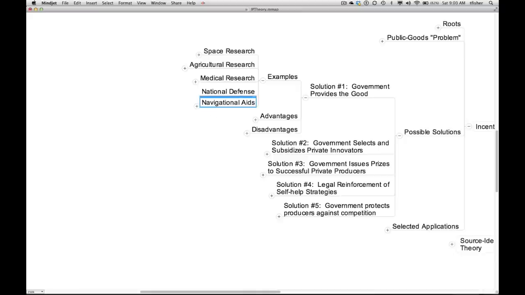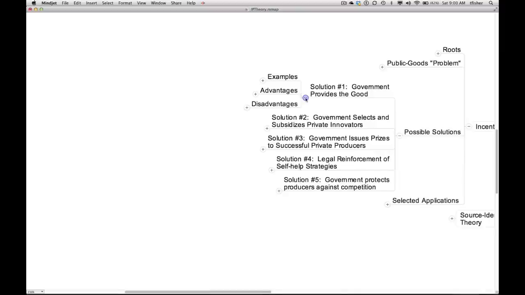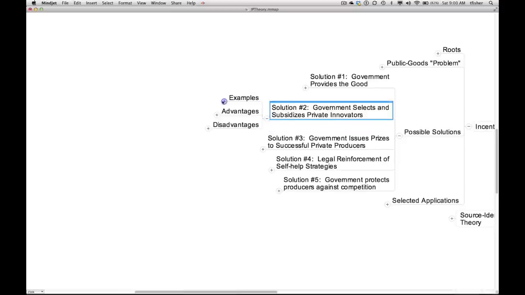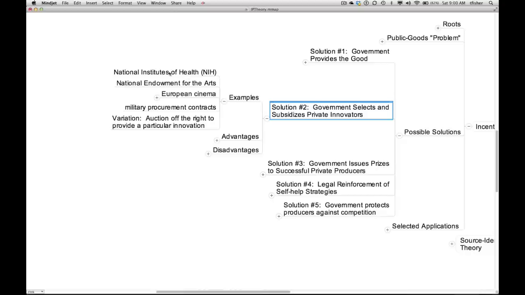Number two, instead of providing the public good itself, a government can select and subsidize private parties who are able and willing to provide the good. The premier example of this strategy in the United States is the $27 billion per year that the National Institutes of Health pay to private parties, typically universities, that, in the government's view, are likely to conduct socially beneficial medical research. Much smaller scale is the grant program of the National Endowment for the Arts, which subsidizes some kinds of cultural production.